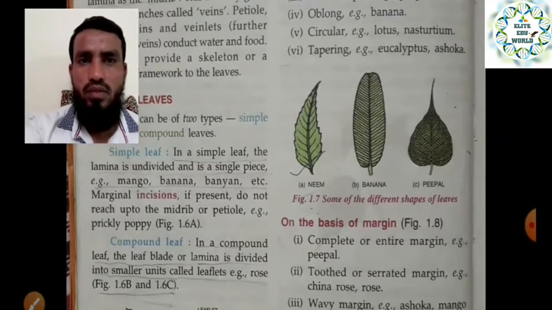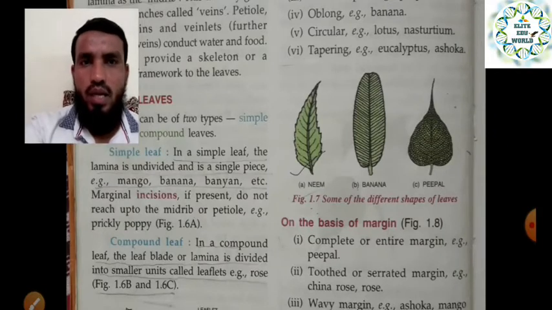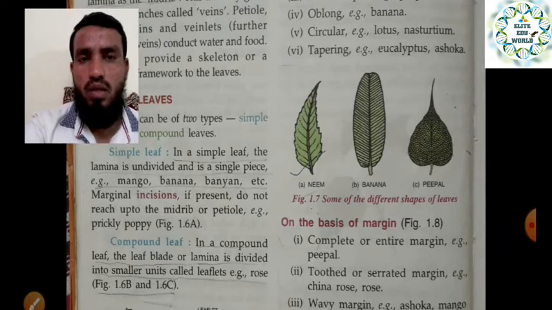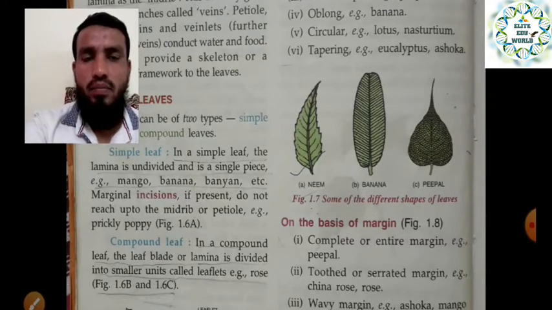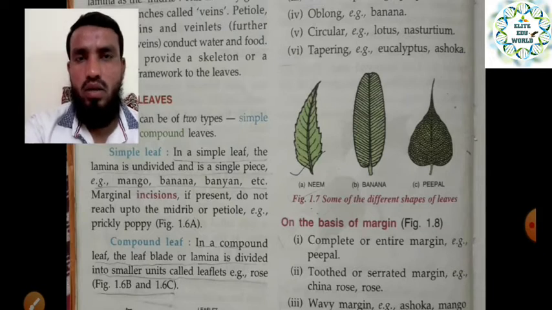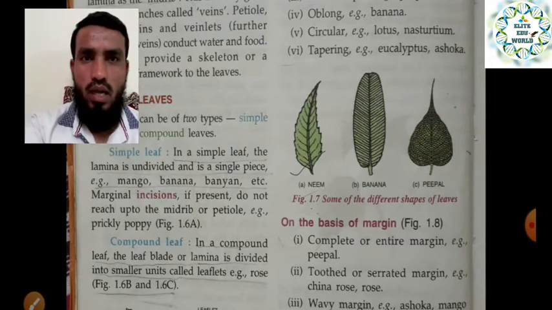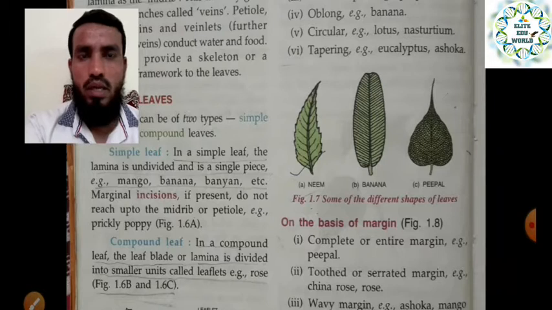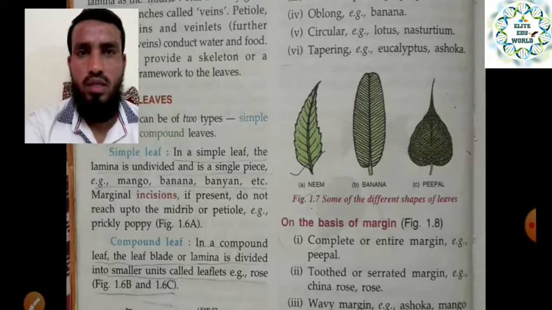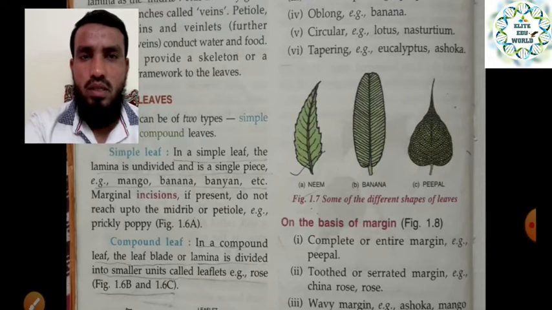In a simple leaf, the leaf lamina is undivided. What is meant by the lamina? All the green part of the leaf is undivided and is a single piece. It does not have two parts. It is a whole lamina, without any division. That is only a whole piece. So that is called a simple leaf. It doesn't have any kind of complications. For example, we can see the mango leaf, banana, banyan, etc.